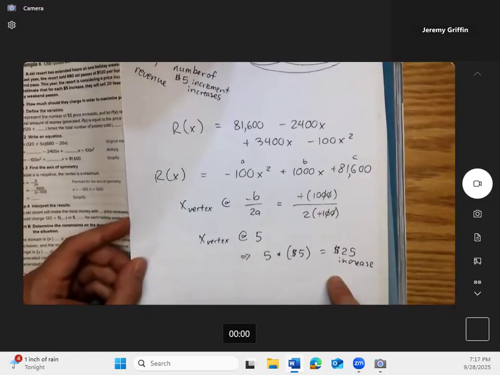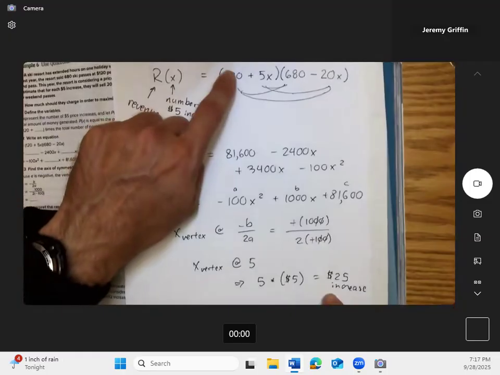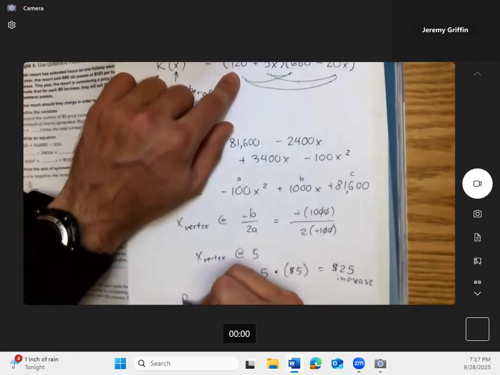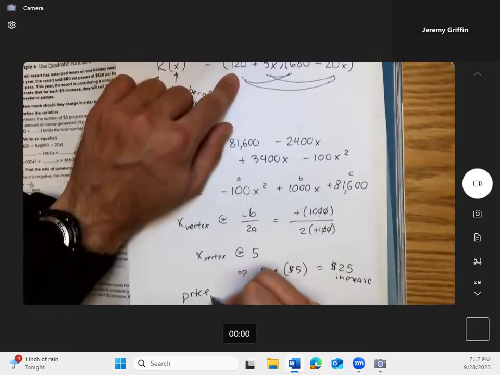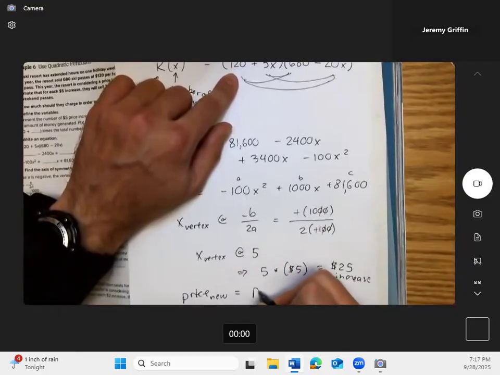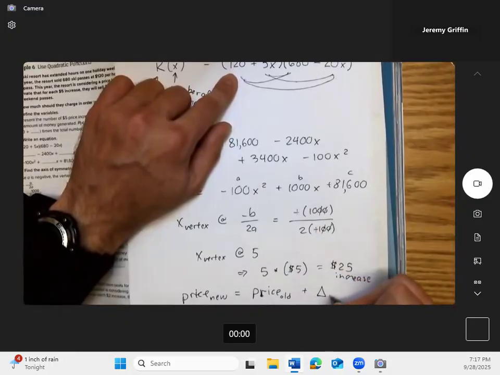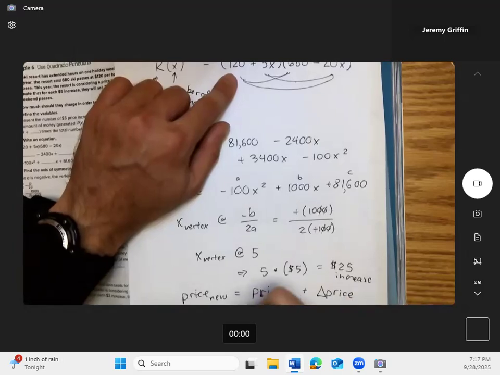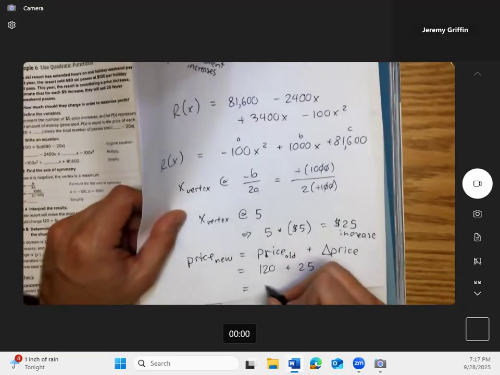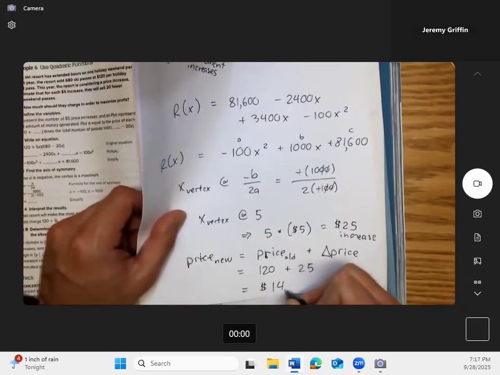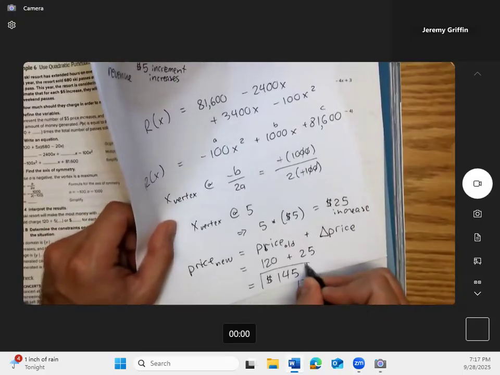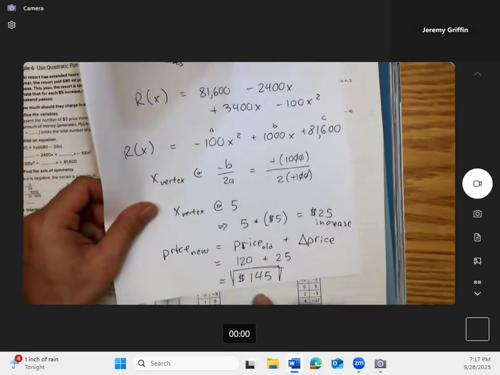Okay, $25 increase. So the new price on top of the original: I'll say the new price equals the old price plus the change in price. Delta price would be the change in price, which would be $120 plus the new $25. So the new price we're going to target is $145. We're going to increase these tickets up to $145 apiece.